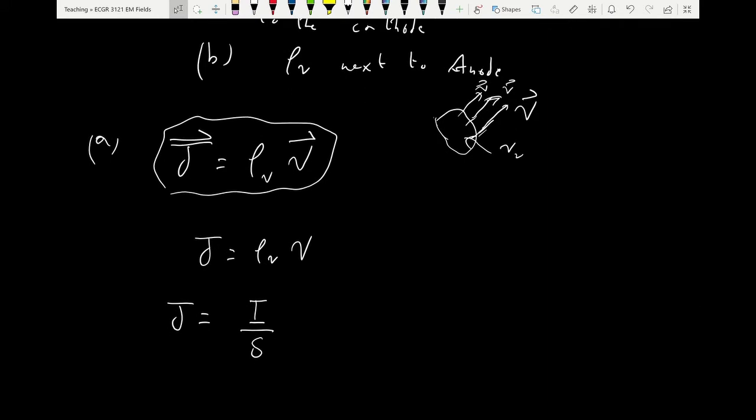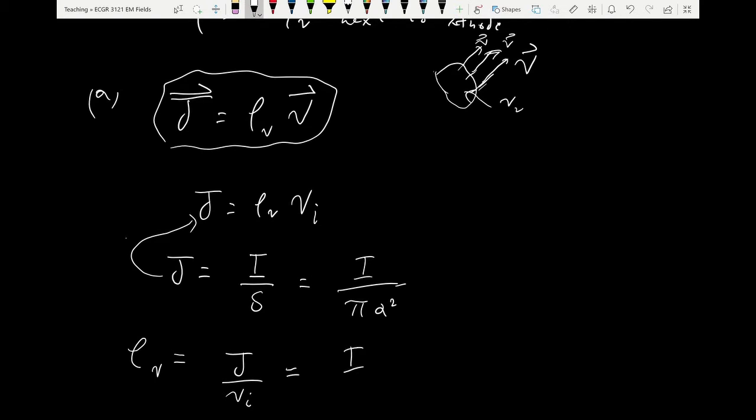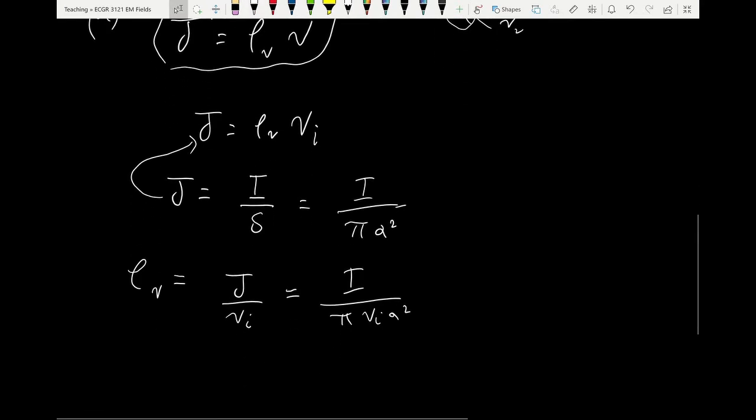What is S? Well, S is pi a squared, right? It's the surface area of a circle. So I can now plug this back in there. So I have rho v equals J over vi, where vi is the initial velocity. So rho v equals I over pi vi a squared, right? And we have all the parameters.